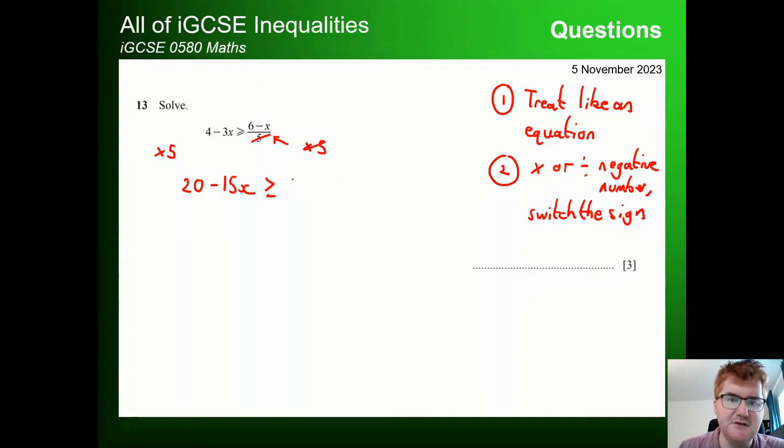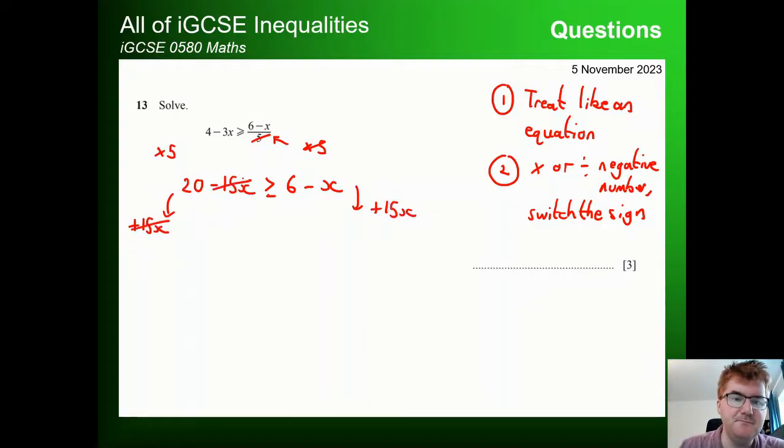then leaving us with just 6 minus x. And now this is just the idea of going through, being careful, treating it like an equation, and don't forget rule number 2. So which side has the fewest amount of x's? Well, we have a minus 15x here. So what's the opposite of minusing 15x? Plus 15x on both sides.